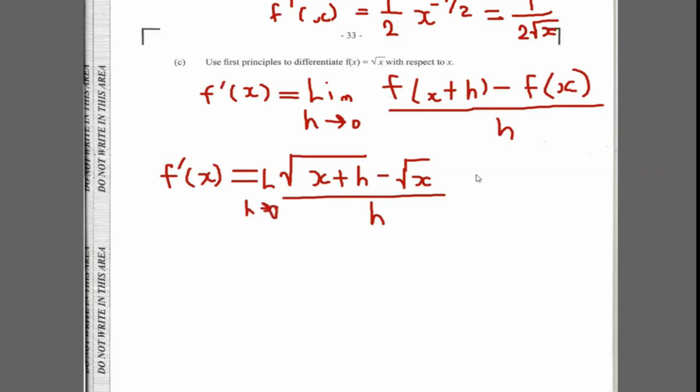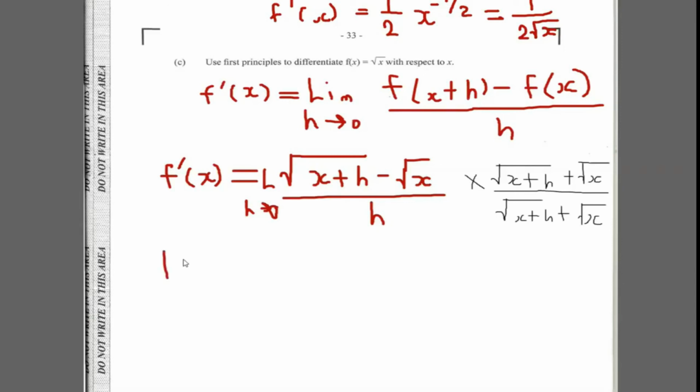Now, anytime you're doing these questions, once it's a square root, rationalize. So we're going to multiply by the conjugate. The conjugate is the square root of x plus h plus root x, over the square root of x plus h plus root x. So this is what we have now. And so what do we do next? Well, we go ahead and sort that out.